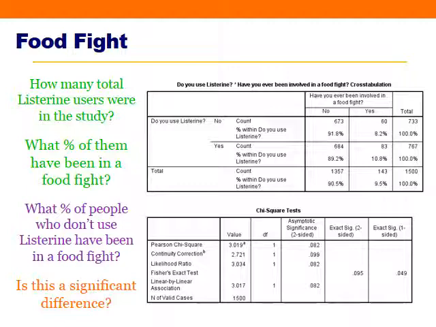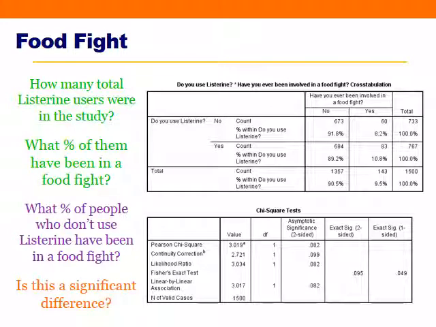All right, let's now practice reading SPSS output by going through the answers to these questions together. First, there were a total of 1,500 participants in this study, 767 of whom do use Listerine, 733 of whom do not. So the answer to our first question is that there were a total of 767 Listerine users in this study.